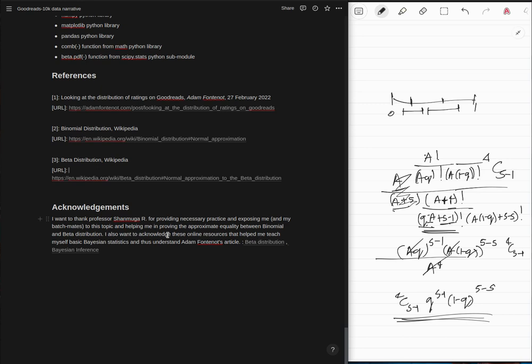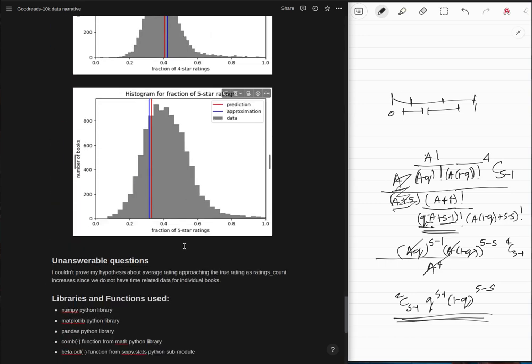I also want to acknowledge these online resources that helped me teach myself Bayesian statistics and thus understand the article that I linked to. I don't actually know Bayesian statistics that well. In fact, I'm just a first year BTech guy at IIT Gandhinagar, so I wouldn't know that, of course. But I was able to teach myself because of these nice resources online, and then I could understand Adam's article a bit, and that's why you have this thing in front of you.